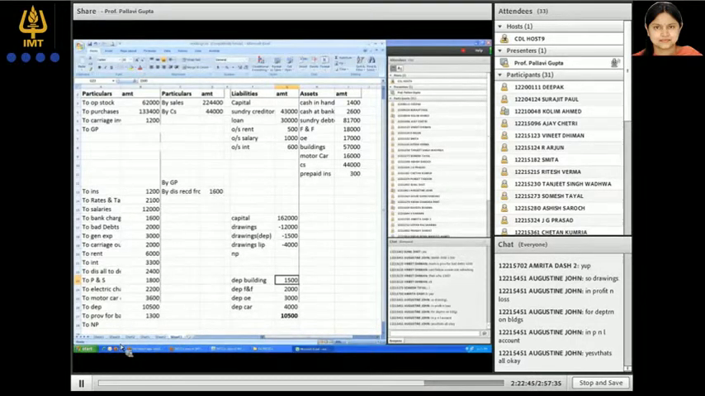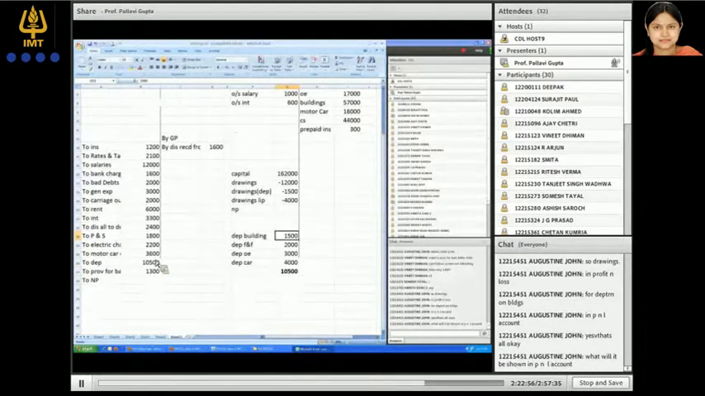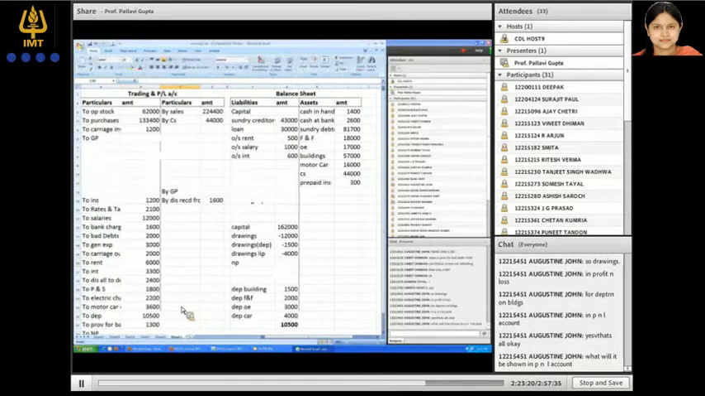Here depreciation has gone in the PL. Let me total the trading account. PL here, half of the depreciation is here. This is the total of this working note. If I am charging half of the depreciation, that would only be shown in the PL. Let's close the trading account.